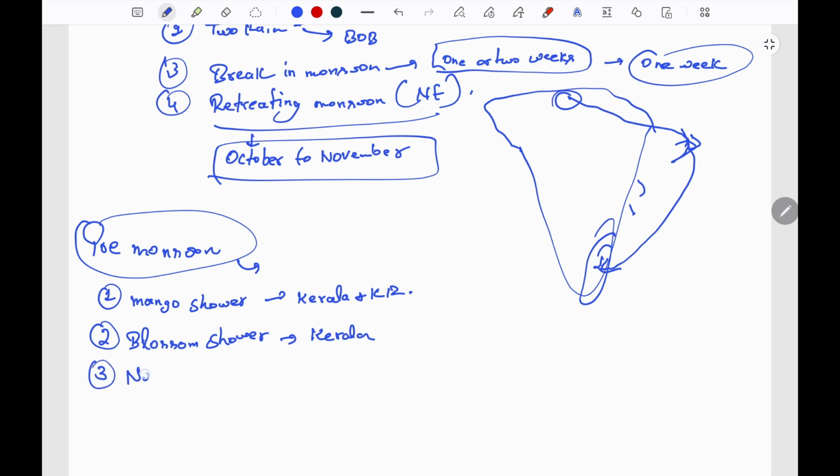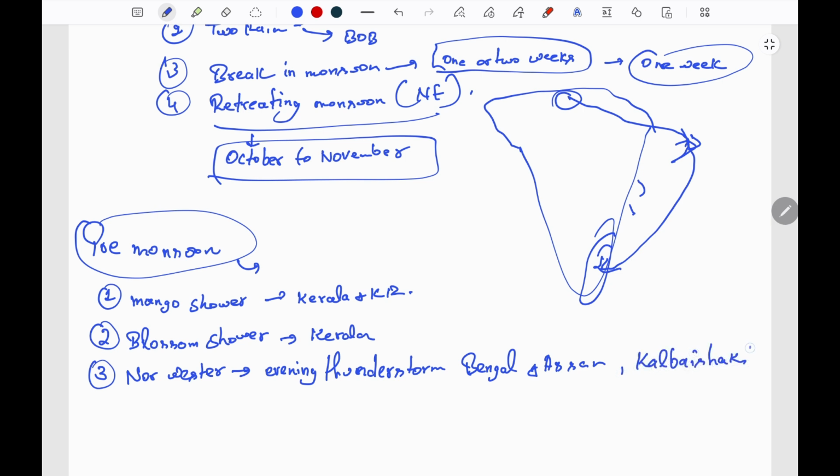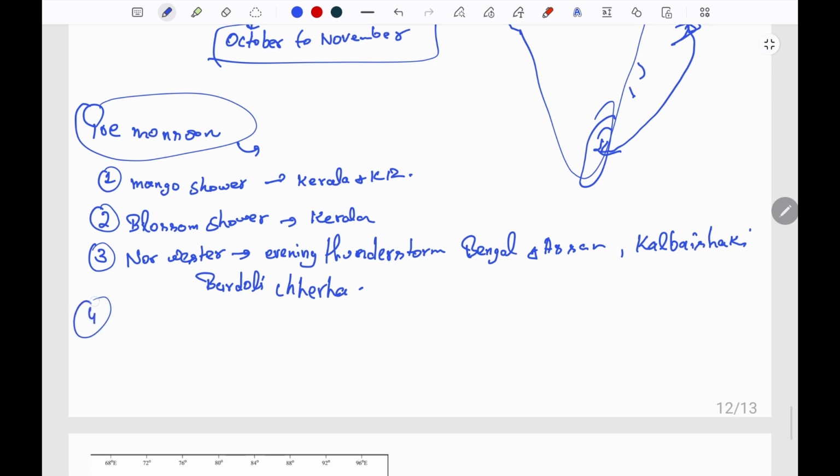Third one is nor'wester. It is evening thunderstorms, thunderstorms in Bengal and Assam, also known as Kal Baisakhi. And in Assam, they are known by the name Bardoli Chiraha. Next one is Lu. These are the hot and dry winds blowing in the northern India in semi-arid and arid regions.